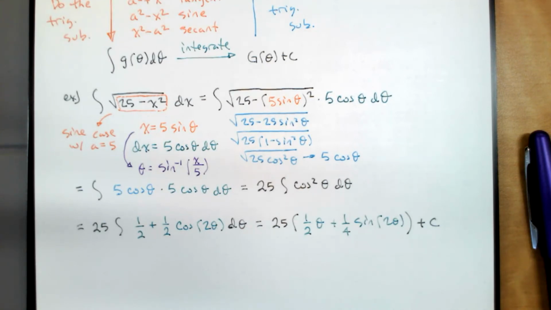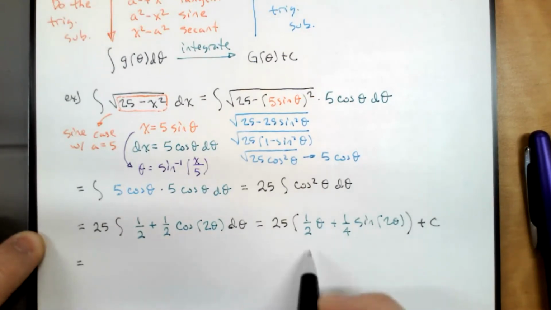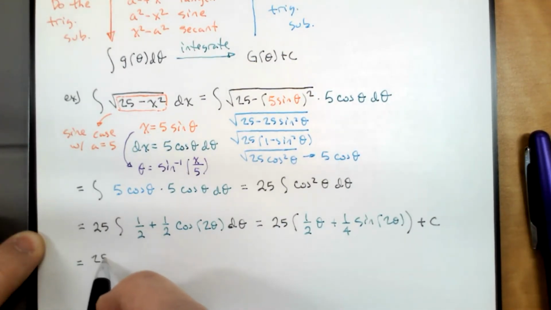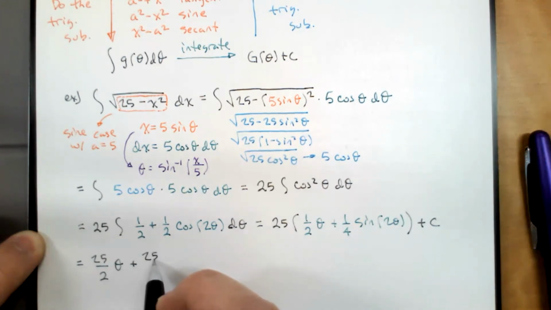So here's what we have to do. First of all, I've got to get rid of the 2 theta and write things in terms of theta, because that is how things are related. So what we're going to do, first of all, I'm going to distribute the 25. So 25 over 2 times theta plus 25 over 4. And I'm going to replace sine of 2 theta with 2 sine theta cosine theta.